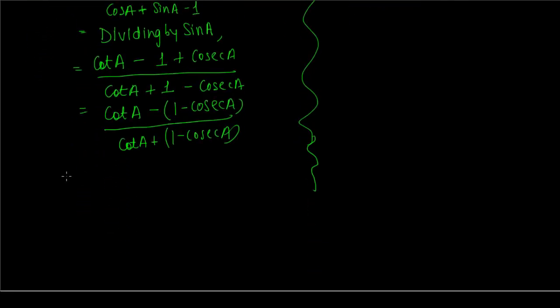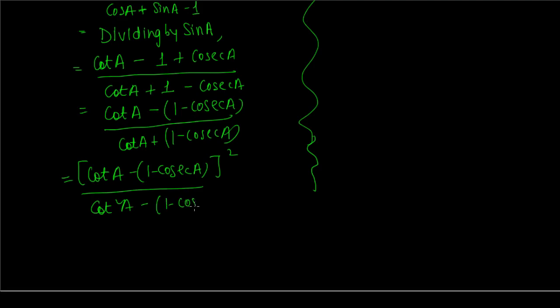So how will we be solving this now? Multiply both numerator and denominator by cot A minus 1 minus cosec A. Clear? So divide and multiply by cot A minus 1 minus cosec A. Doing that, we get (cot A minus 1 minus cosec A) whole squared, divided by the (A minus B)(A plus B) formula, so cot square A minus (1 minus cosec A) whole squared. This is one whole term. Clear? This bracket is one term, whole squared.